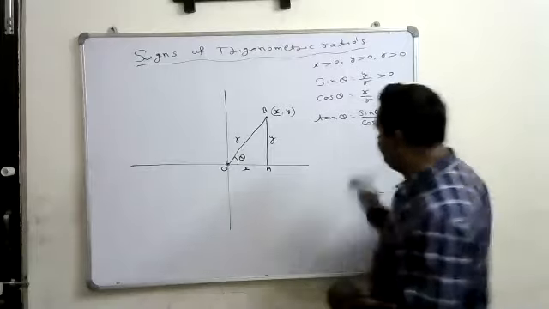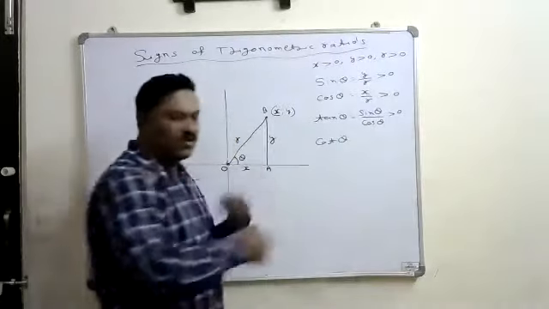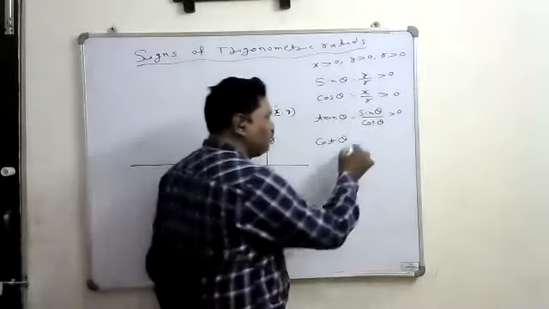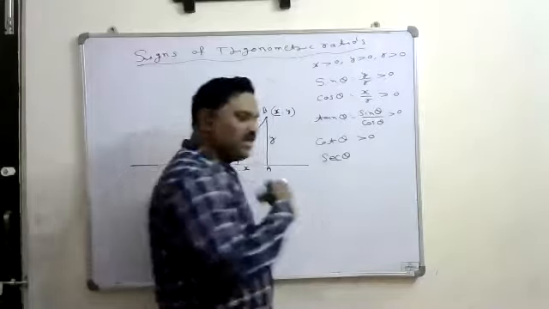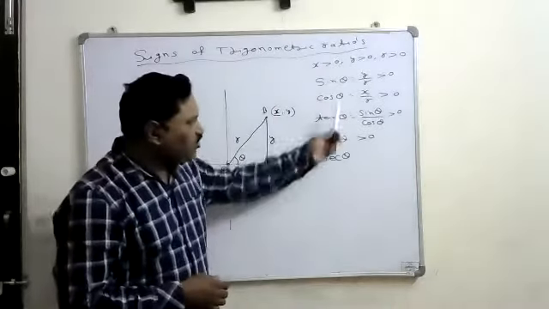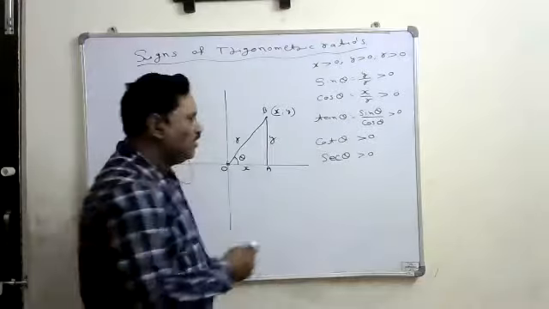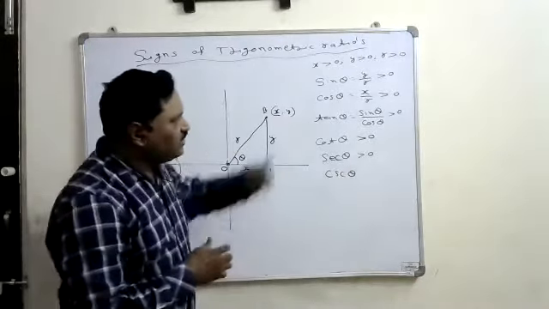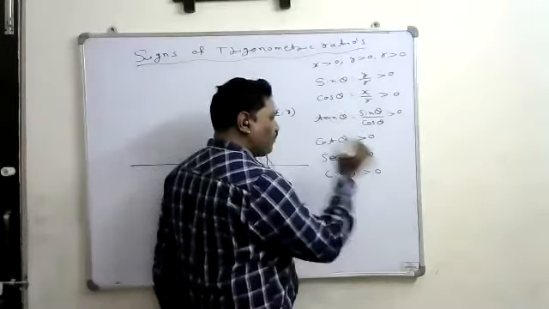And cot theta is the reciprocal of tan. Since tan is positive, cot is also positive. Secant theta is the reciprocal of cos. Cos is positive, so secant is also positive. And cosecant theta is the reciprocal of sine. If sine is positive, the cosecant is also positive.